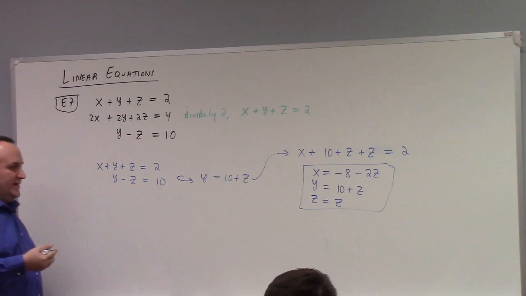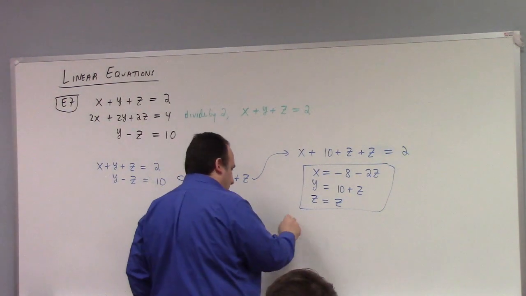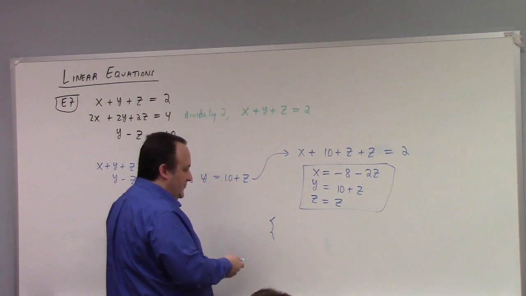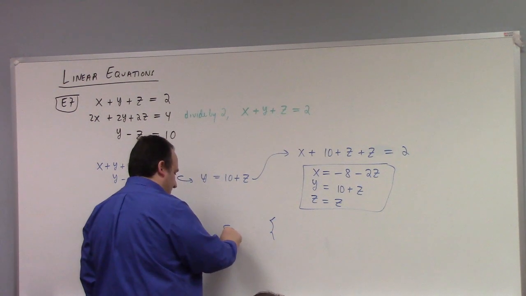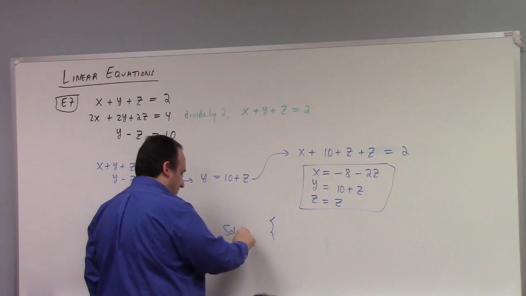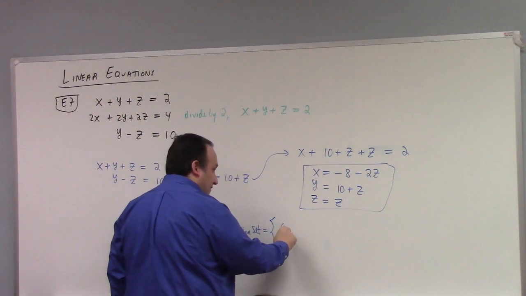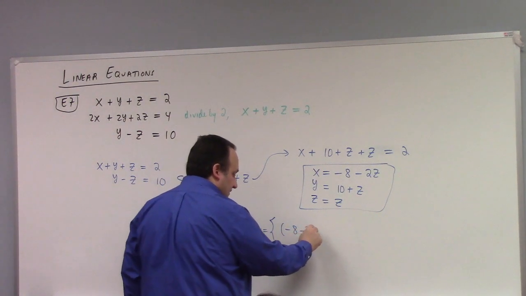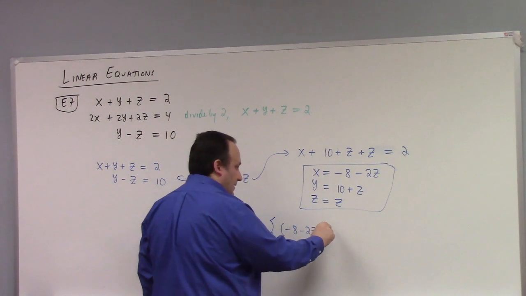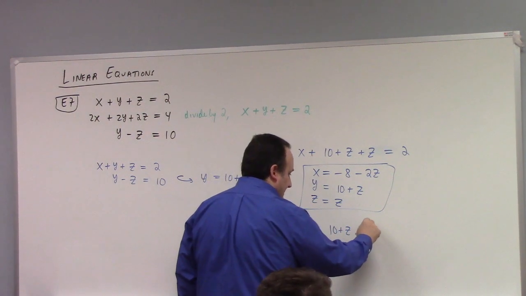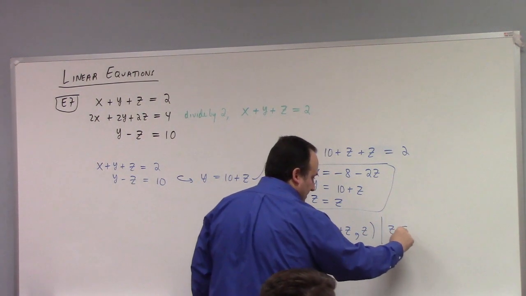Let me make it a little bit more explicit here. So our solution set, which that was supposed to be a curly bracket. My curly brackets are devolving. Solution set. So we've got minus 8 minus 2z, 10 plus z, z, such that z is a real number.